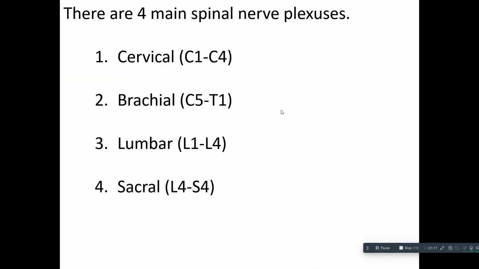And I'm going to end up having four main spinal nerve plexuses. There's a cervical plexus, which is formed from the ventral rami of C1 to C4. Brachial plexus, which is formed from the ventral rami of C5 to T1. Lumbar plexus, which is L1 to L4. Then a sacral plexus, which is L4 to S4.